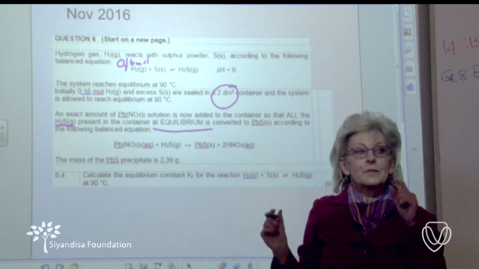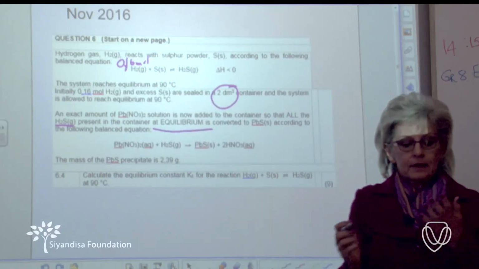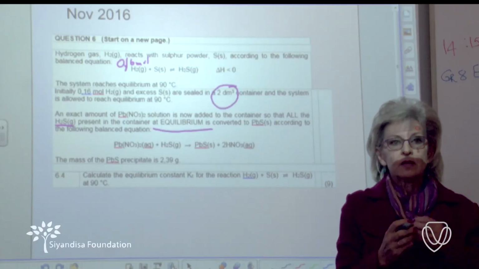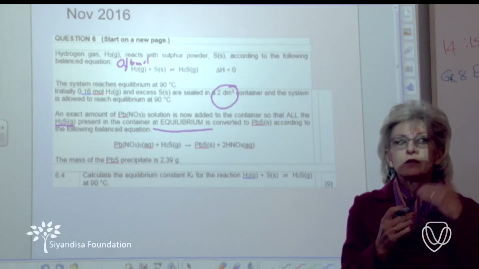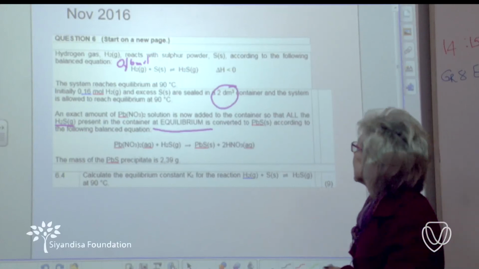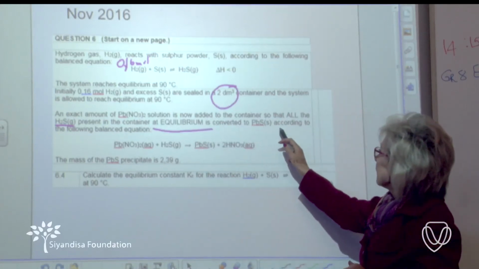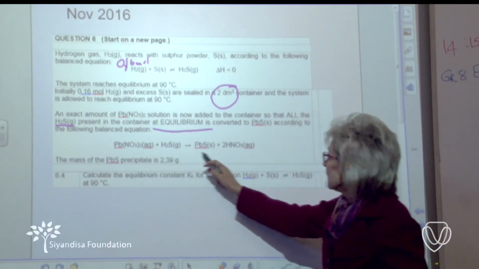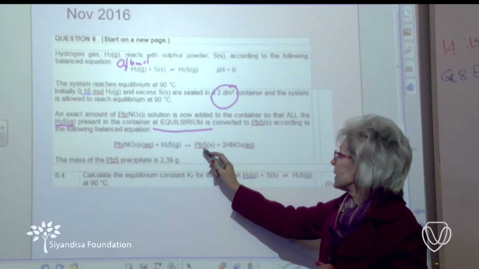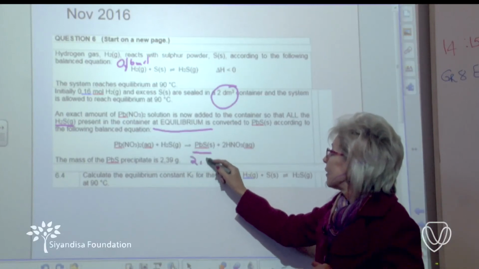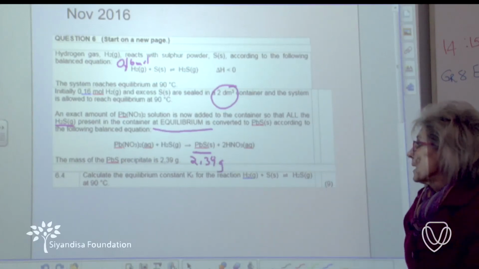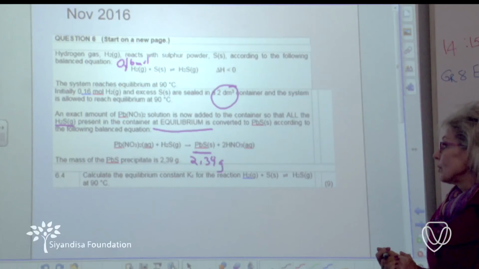Now, this is something to keep in mind. They may give you whatever values, but you cannot substitute the values in your formula if they are not values at equilibrium. I'm now specifically talking about the Kc formula. Okay, so it's converted to lead sulfide according to the following reaction, and now they tell us the mass of lead sulfide is 2,39 grams.